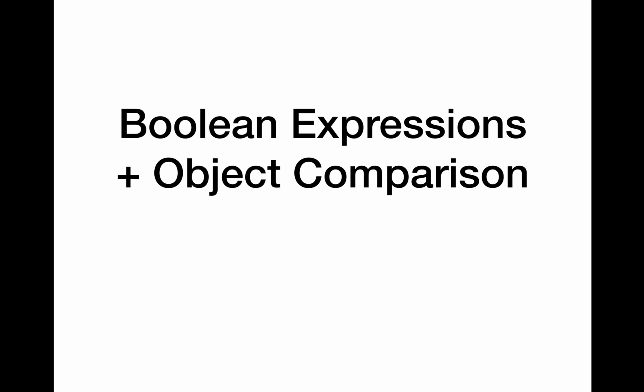We're going to be going over Boolean expressions and object comparison. We're going to start by looking at two operators that help us compare variables. So we're going to look at and, ampersand ampersand, and or, which is bar bar.